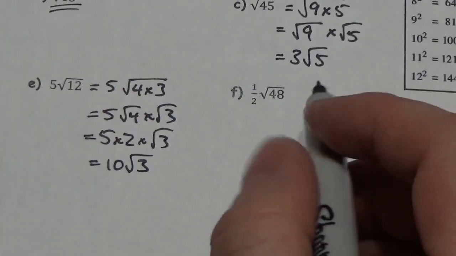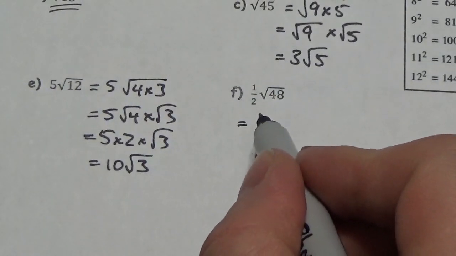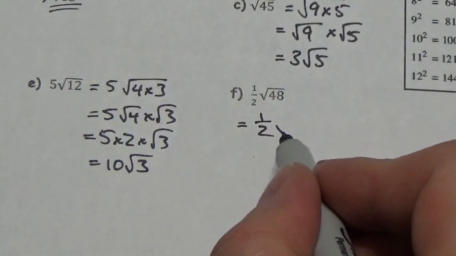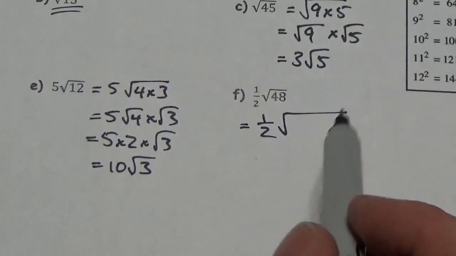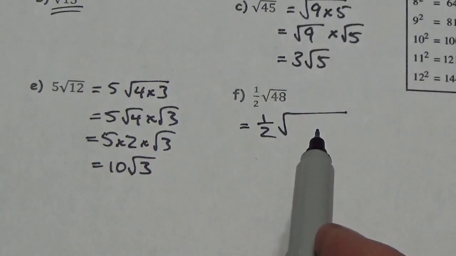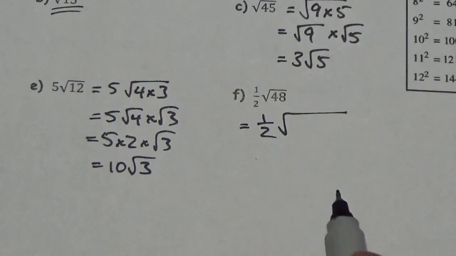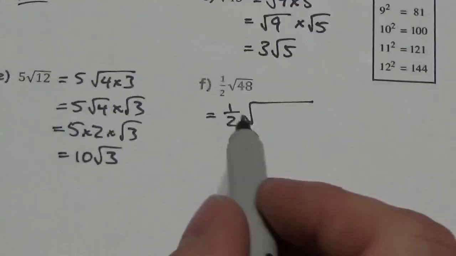Now let's take a look at this one. Root 48. So I've got this 1/2 sitting out front here. Okay. Now let's be clever this time. Let's try not to do a whole bunch of work here.